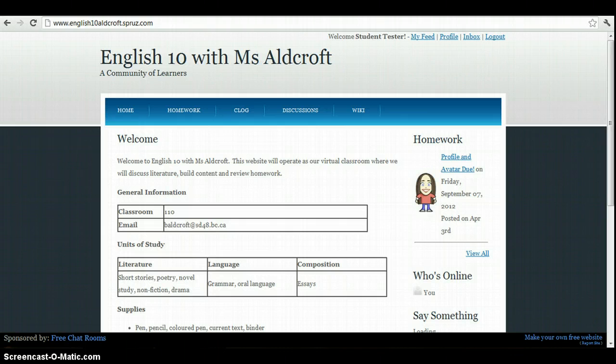I'm doing a screencast because my website is password protected for student safety. I made the social network for English 10 as my final project for ETEC 532. I've not yet used it with a group of students as I am on leave right now.